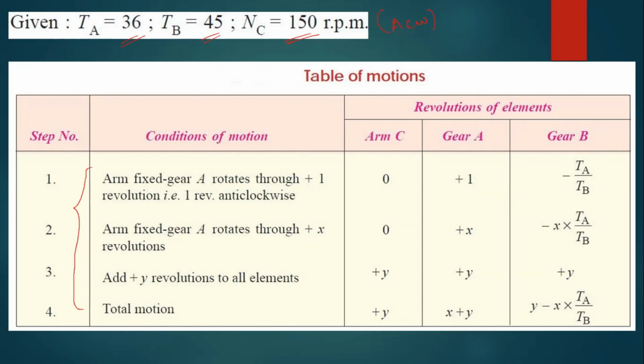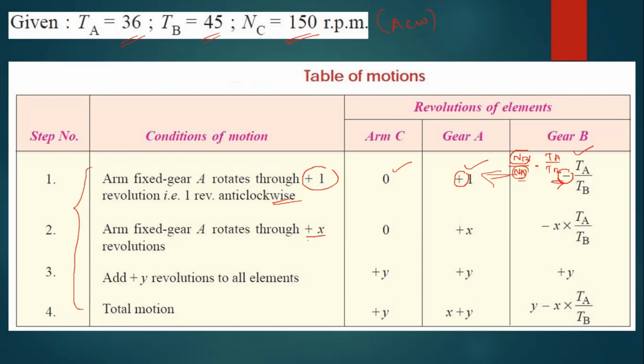So arm C is fixed, that's why here 0, and we assume gear A rotates plus 1, I mean anti-clockwise direction. Then we have to find the ratio. Using this ratio method, we find gear B. So NB divided by NA equals TA divided by TB. So NB equals NA into TA by TB, with NA equal to plus 1. Here it is minus, because gear A rotates anti-clockwise, so gear B rotates in the clockwise direction. That's why the minus sign.